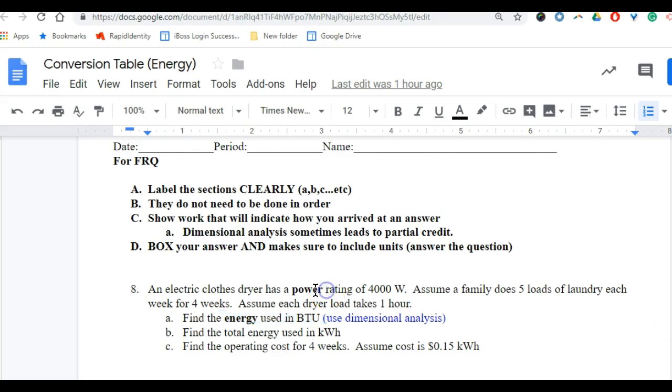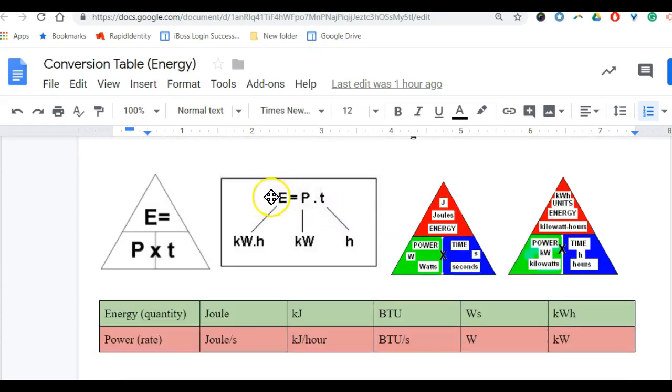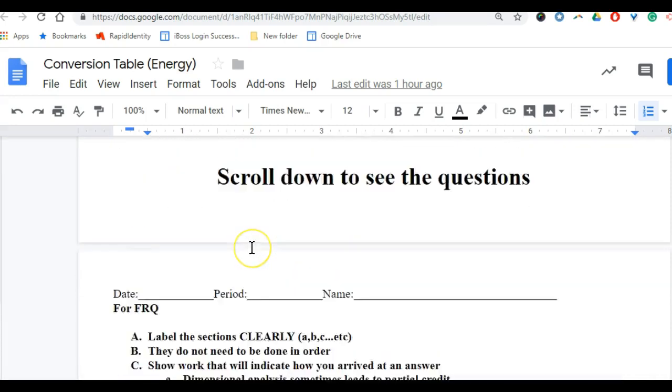Now look, it's going from a power rating to BTU. So it's going from power over to energy. Now if I look here, here's energy, here's power. These two, you can't go one to one. There's no straight conversion unless you include a component of time. So there has to be power and time combined in order to get total energy. So let's go back down to our problem.